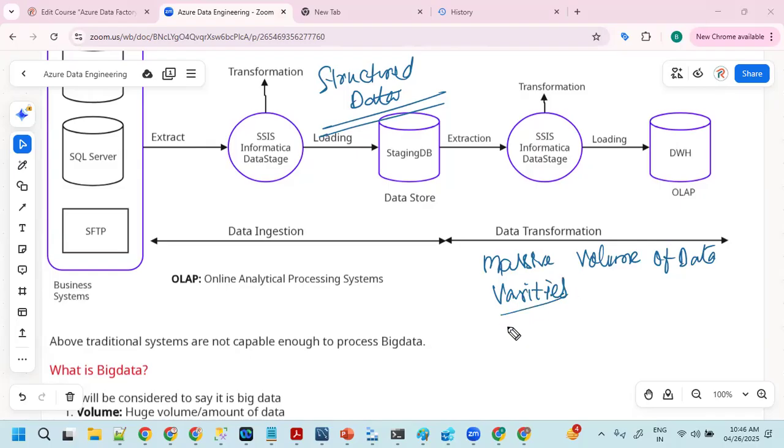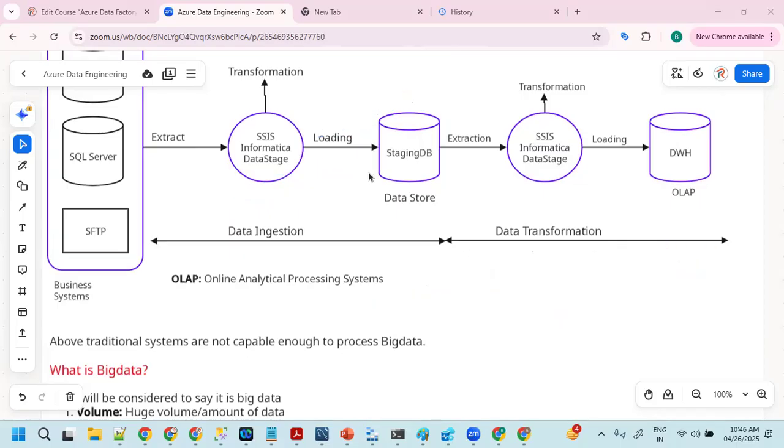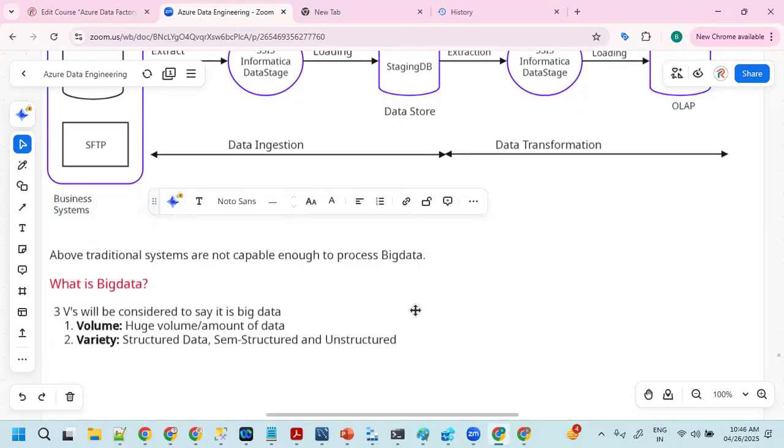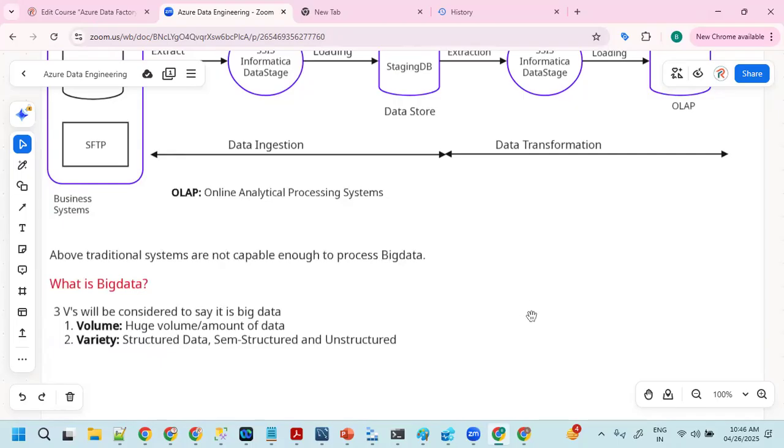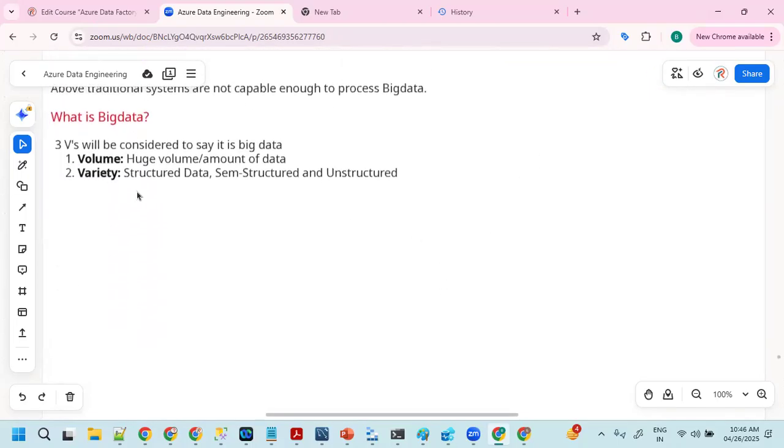Varieties means we have structured data. All databases have structured data. If you want to write data into these systems, the data types are fixed and the number of columns is fixed. Your schema is tightly coupled with your database, so we can keep only structured data. If you have unstructured data, these systems are not capable enough to process it. Because of that, we look to other systems to provide a solution for the varieties of data.